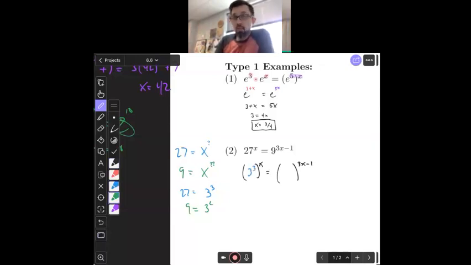And 9 doesn't equal 3. I can't just shove a 3 in there, but 9 equals 3 squared. So I'm allowed to replace 9 with 3 squared. Okay? It has to stay equivalent. So I've gotten the problem nicer because now they're both base 3. And eventually I'll be able to ignore the 3s. But before I can ignore the 3s, I've got a little bit of work to do.